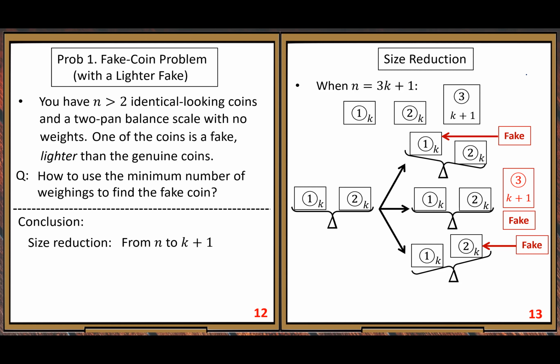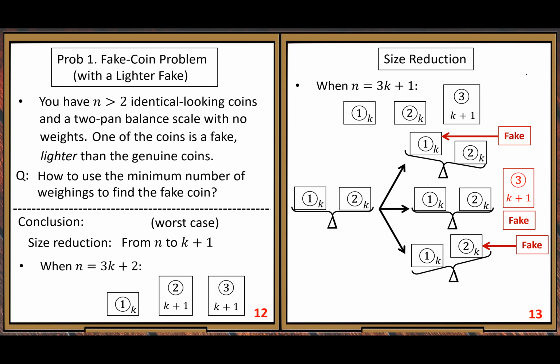So the size reduction is from n to k plus 1. A little worse, but still pretty good. So we take it. It's the worst case. All right. So the last case, remainder 2, 3k plus 2. So this time, 3 groups in this way. All right. Let's run. But this time you can see.